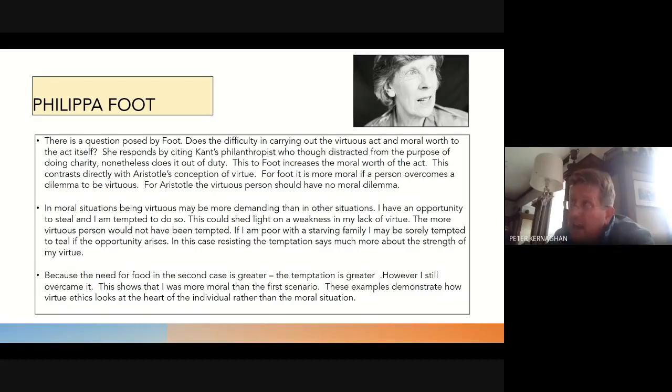One key way in which Philippa Foot tried to improve on Aristotle's theory and its criticisms was, so there were criticisms of Aristotle's theory by Immanuel Kant, and Kant's theory was that you should really do the right thing because it's your duty, deontology, and we'll learn this in September.